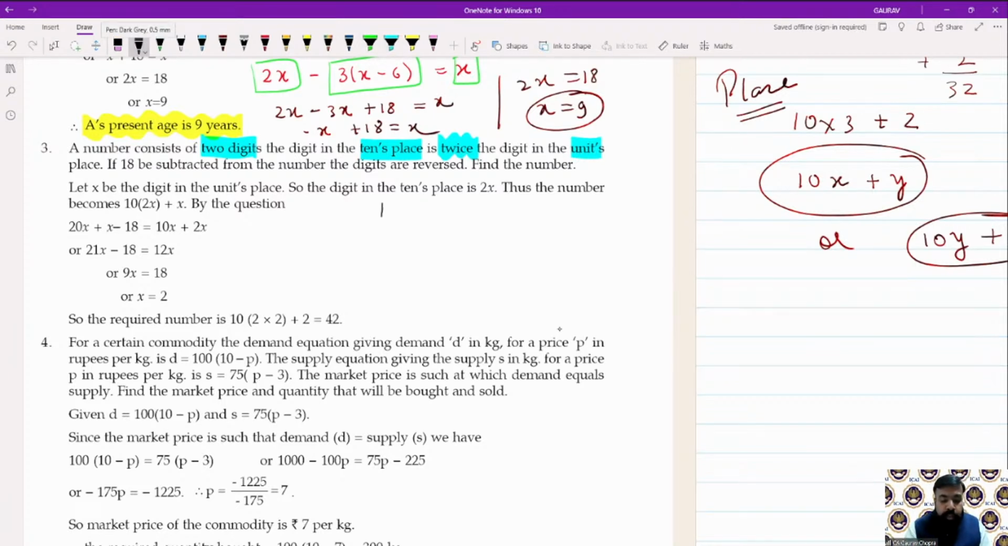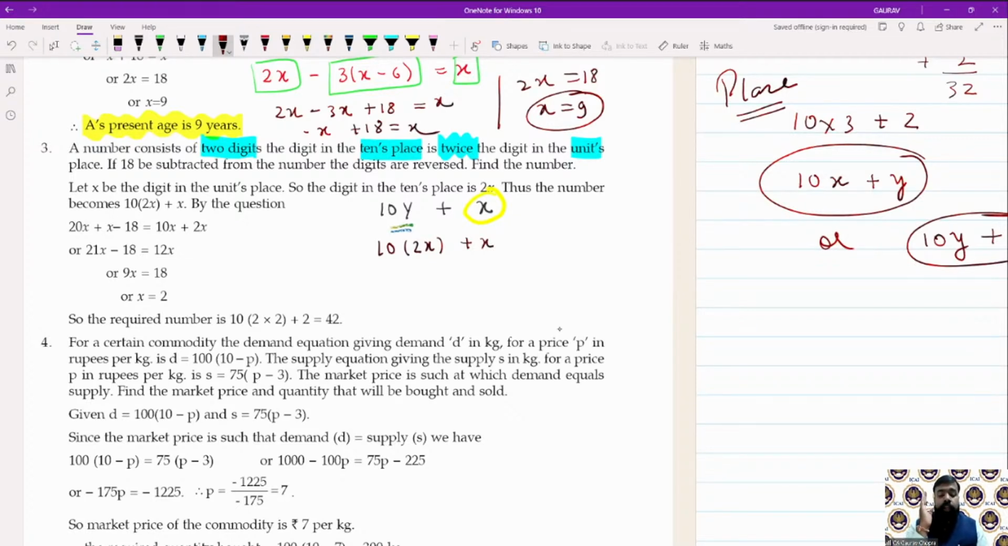So if we say the number is 10y plus x. Now, according to first statement, the tens place, that means this y, value of y, is twice the digit in unit place. So if the value in unit place is x, then what will be the value in tens place? It will be double of x, that is 2 times of x. So we can write here 10, in place of y, we can write 2 of x, plus x. So this is the number.